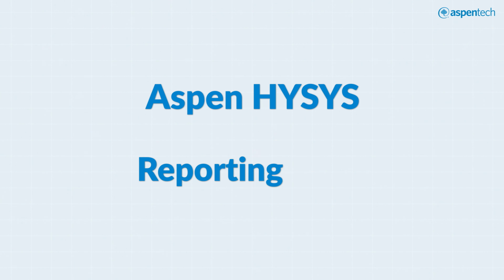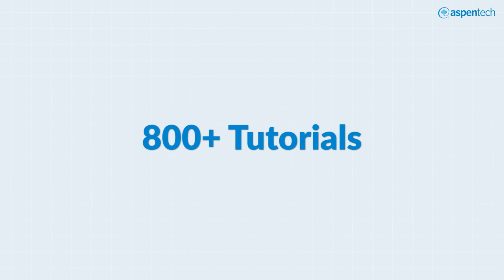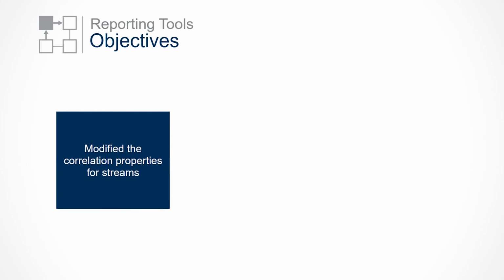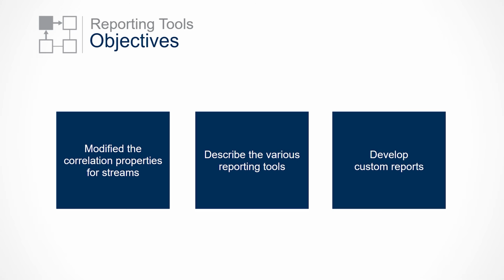Aspen HYSYS includes reporting tools that let you customize stream properties and build structured simulation reports. This walkthrough is one of 800+ tutorials available to AspenTech users. Let's get into it. After this topic, you will be able to modify the correlation properties reported for streams in the flowsheet, describe the various reporting tools in Aspen HYSYS, and develop custom reports using the Report Manager.